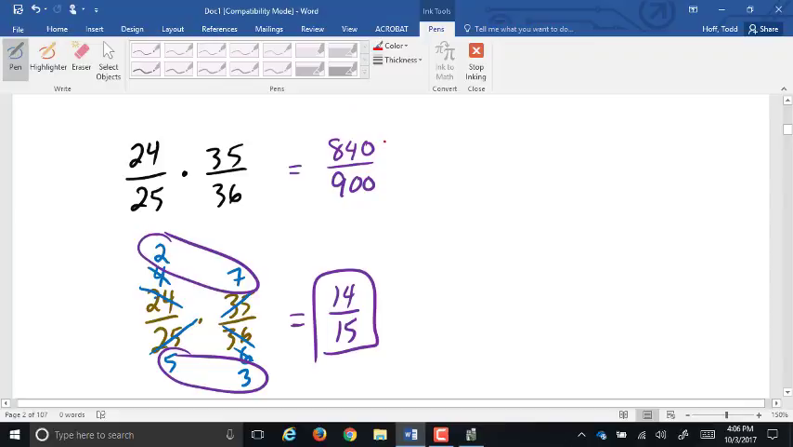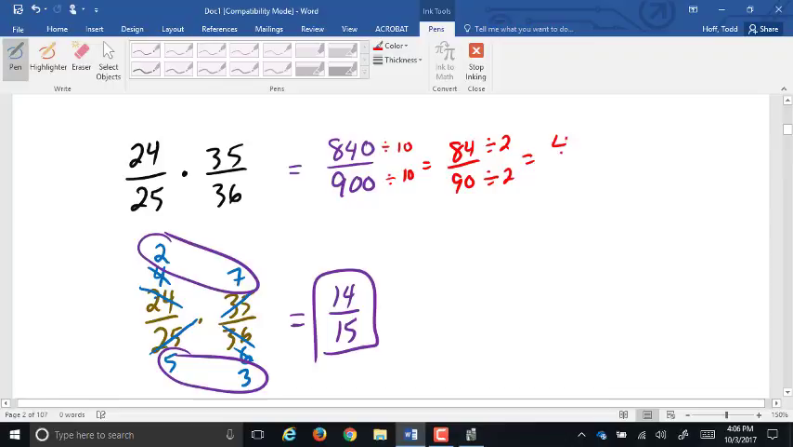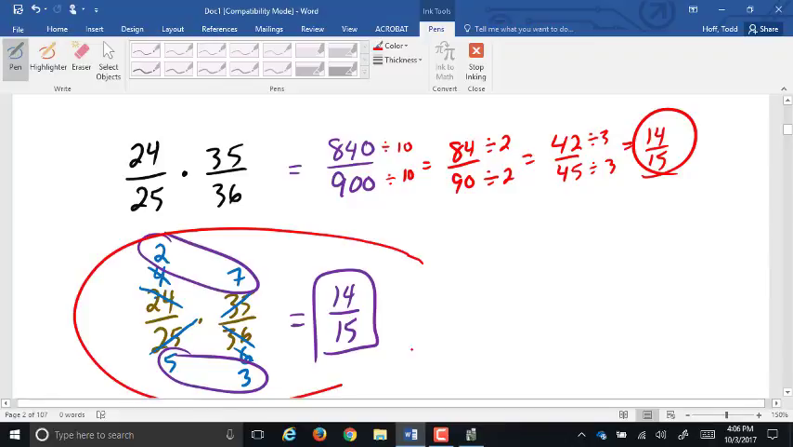Up here, I'm assuming that most of you don't look at that and see right away that they can both divide by 60. But you can see that they both end in a 0, so they both divide by 10. So 84 over 90. They maybe both divide by 2, would be 42 over 45. And then, if you look closely, they both still divide by 3 to give you 14/15. To me, it's a lot easier when you have bigger numbers like that to reduce before you multiply.